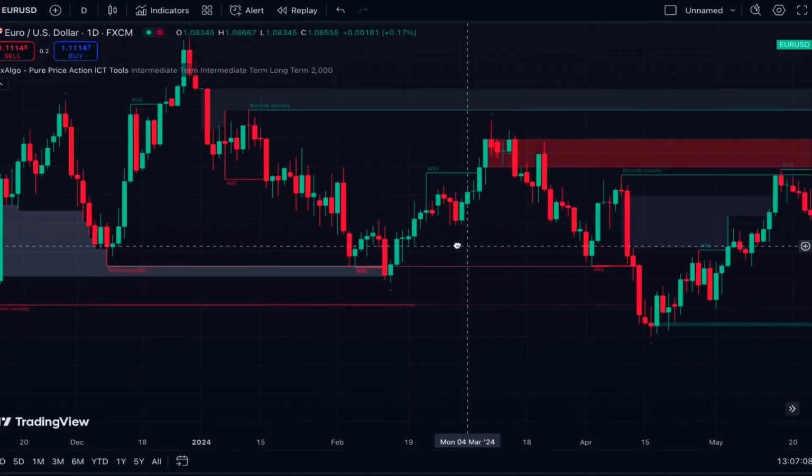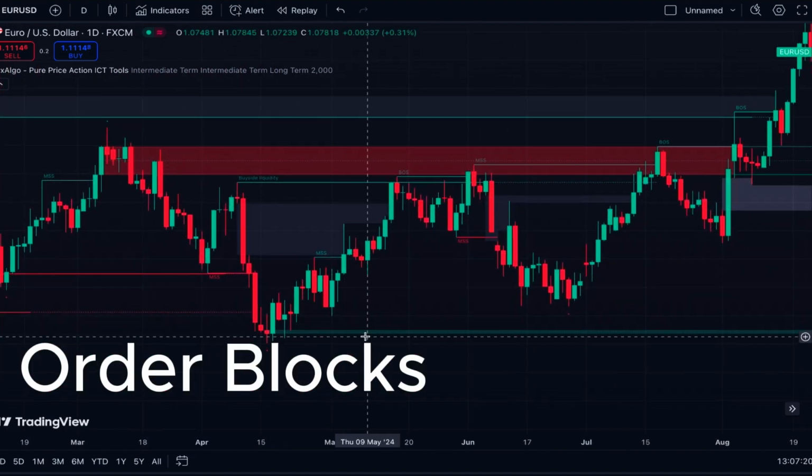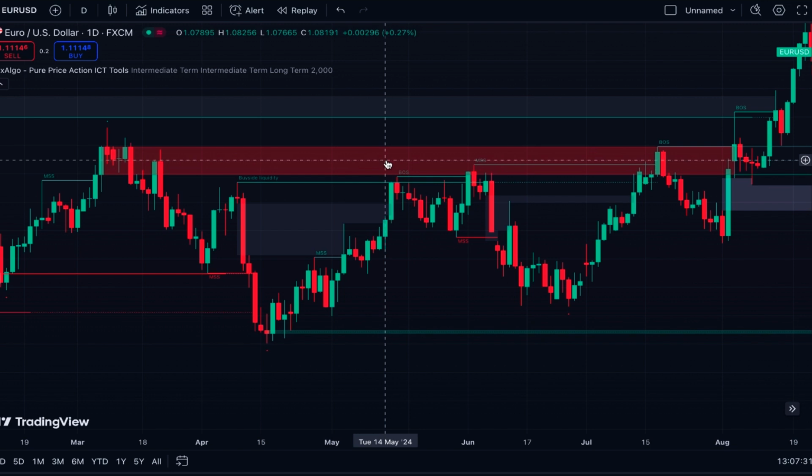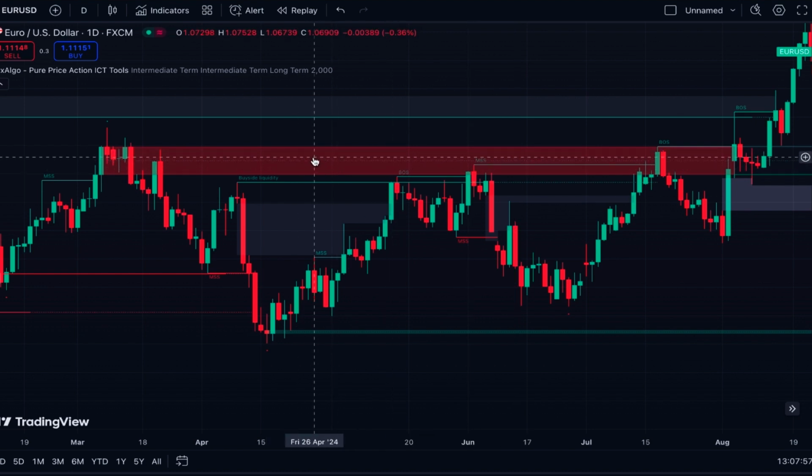This indicator also shows order blocks, which are these red and green areas that you see here. Order blocks are price ranges in the market where large market participants like institutional traders, banks, or hedge funds have previously placed large amounts of buy or sell orders, causing significant price movement in the market. In other words, order blocks are areas of the chart where there has been a large amount of orders executed.